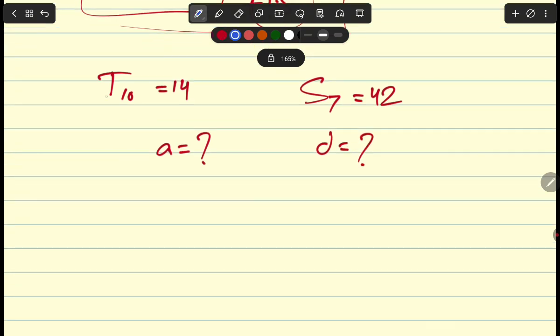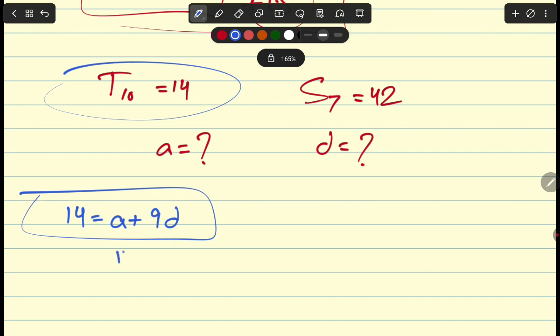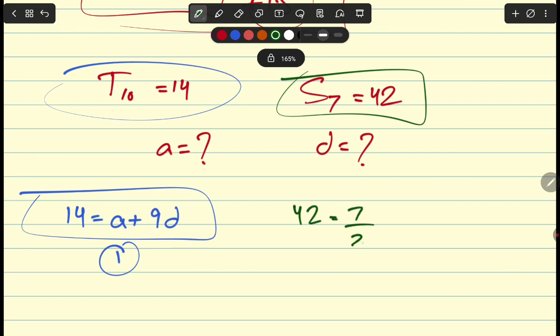Let's form two equations with the given information. Term 10 is 14. So a plus (n minus 1), which is 10 minus 1, that is 9 times d. So that is the first equation. The second equation is going to be the sum of 7. So the sum of 7 is going to be 7 upon 2 times (2a, we don't know a, plus (n minus 1), which is 7 minus 1, that is 6, times d, we don't know d). So this is 42. So 7 times 6 is 12.